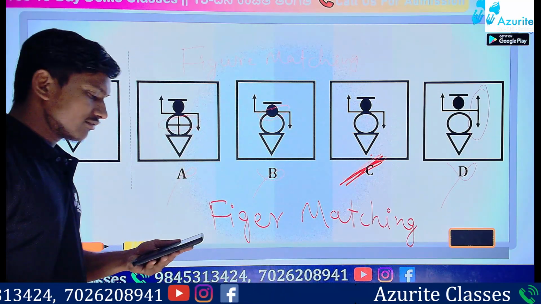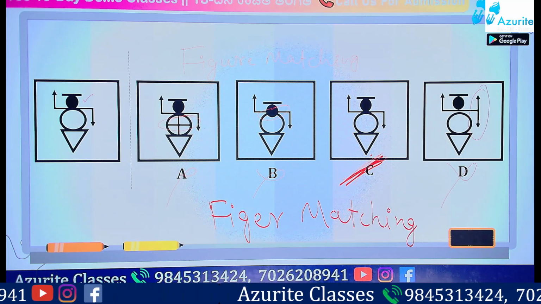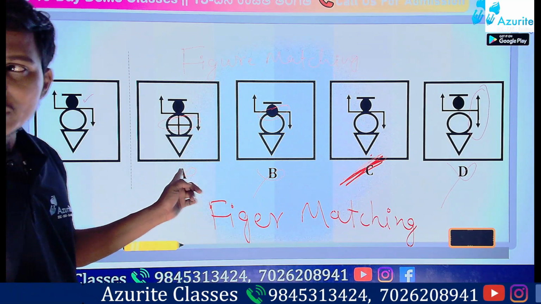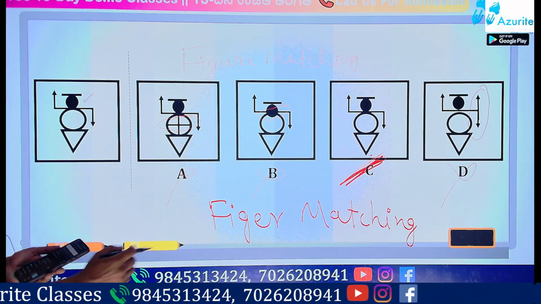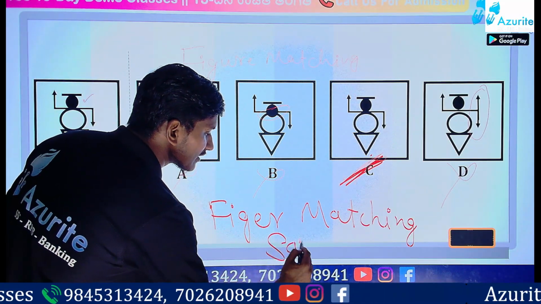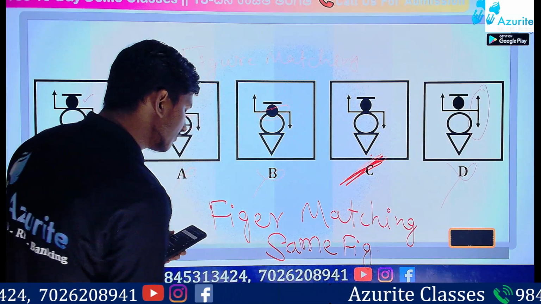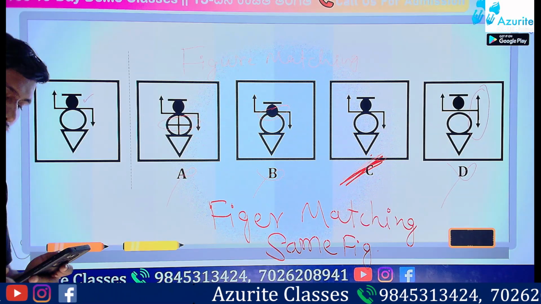Understood everyone? Very easy. Okay? Okay. So I hope everyone understood. Same figure. In figure matching, what you have to do? You have to identify the same figure. We have to identify the same figure. Okay, good.